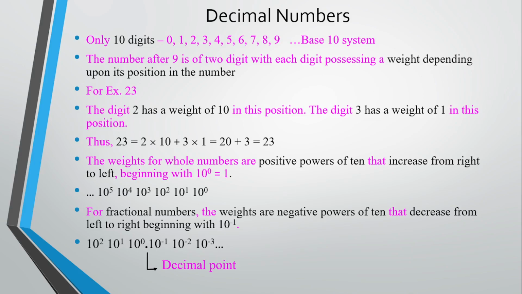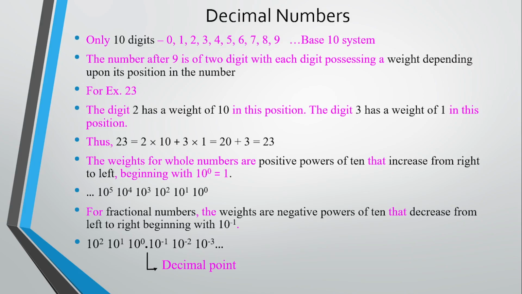Let us first of all see decimal number system, or simply decimal numbers. We know very well that there are only 10 basic digits: 0, 1, 2, 3, 4, 5, 6, 7, 8 and 9. So these 0 to 9, 10 digits are the 10 basic digits of decimal number system. That is, the base of the decimal number system is 10, and hence the name derived is decimal number system or decimal numbers.